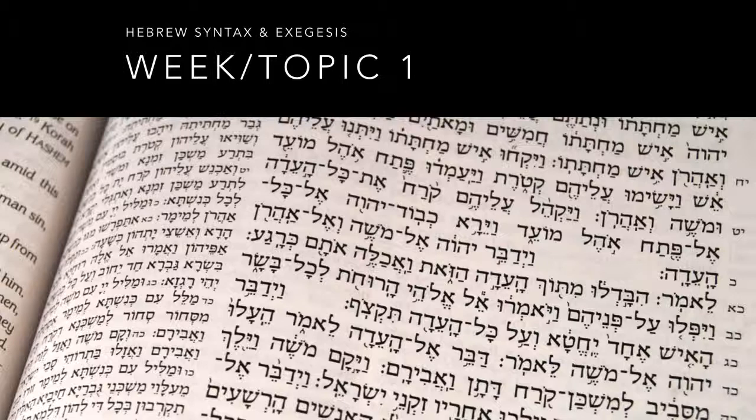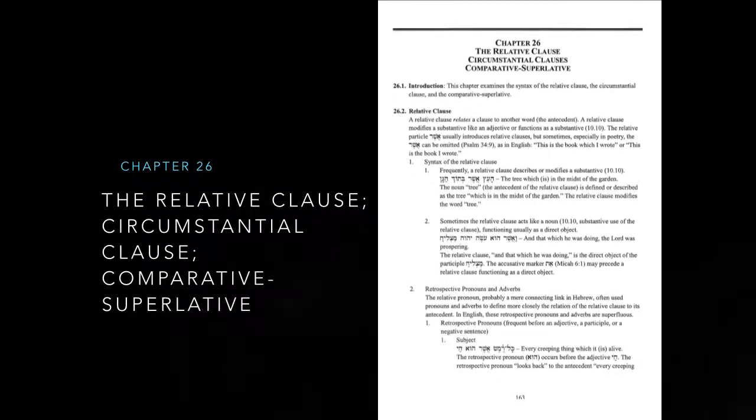I'm going to try to do these introductory videos each week to just give you an idea of where we're headed, highlight some of the main points that you might want to be aware of, and give you a picture of the week and the topics. This week we're going to cover chapters 26 and 27. In chapter 26, we're going to look at the relative clause, circumstantial clause, and the comparative superlative.